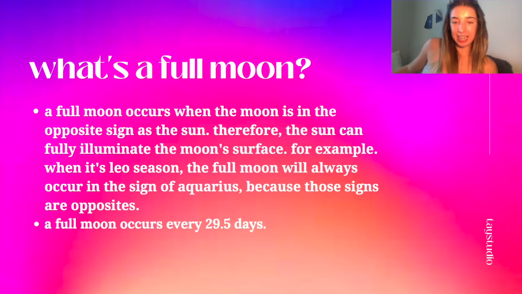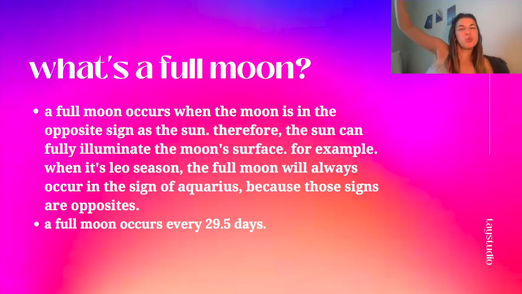Next, now we're really getting into the beef of it, folks. And I'm vegetarian. Obviously, I'm sure we all know what a full moon looks like. It's when the moon is nice and big and juicy up in the sky, okay? But what is it actually? Scientifically, a full moon occurs when the moon is in the opposite sign as the sun. Therefore, the sun can fully illuminate the moon's surface.